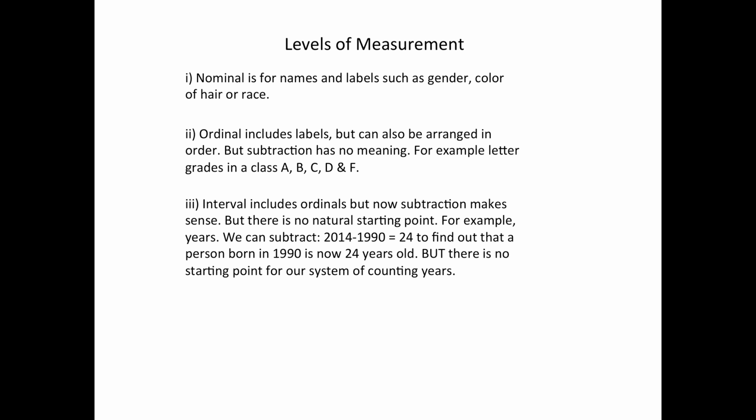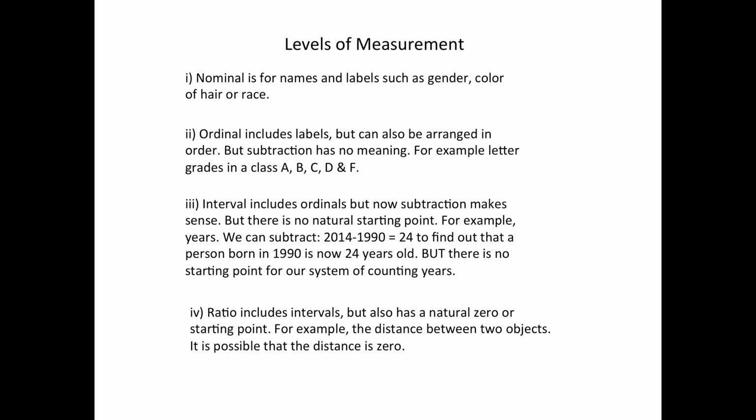So we need one more, and that's called ratio. So it would include the previous information, but it does have a zero. So for example here, the distance between two objects. So you could find the distances, you could put them in order, you could subtract, and it's possible to have zero. For example, if I was holding a cat, what's the distance between me and the cat? It's zero.